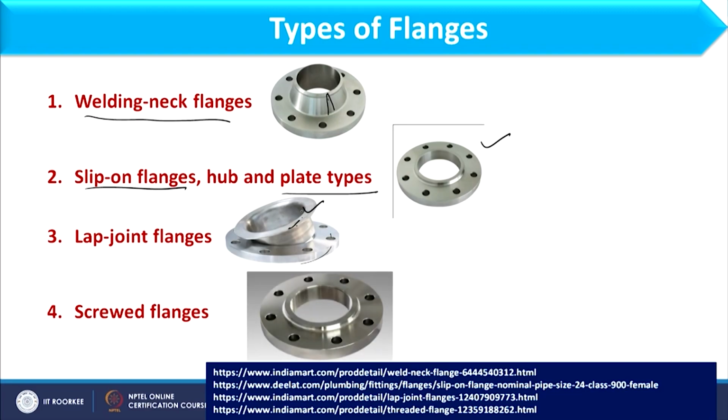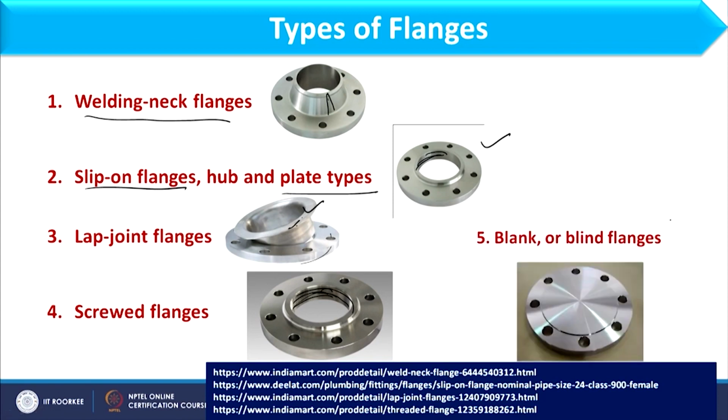Next I have the screwed flanges. Screwed flanges are almost the same as slip on, but here at the inner surface we have screws instead of a plain surface as we have in slip on. And the fifth flange I have is the blank or blind flange, where the opening is not done. So it is basically used for closing purposes. Now we will discuss all these flanges one by one in detail.